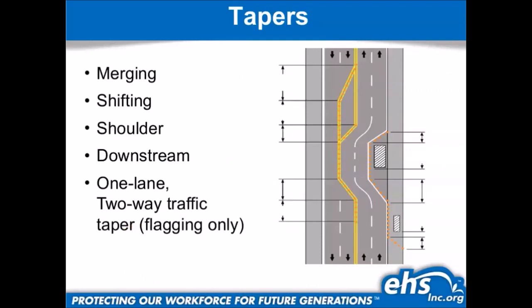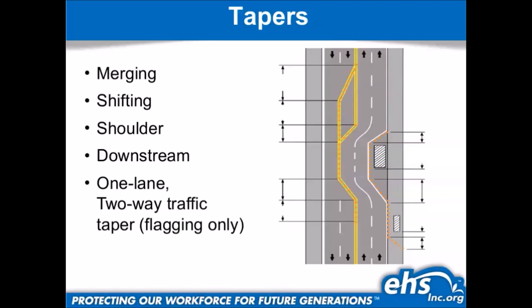Now, tapers, we have them in a particular order here. Those first 3 tapers, merging, shifting, and shoulder, are the ones that are going to be based on speed, right? So the greater the speed, the longer the required length for these tapers. Those next 2 tapers, downstream and the 1-lane 2-way traffic taper, basically a 1-lane closure for 2-way, where you're leading traffic in 2 directions, it's a flagger taper, right? Those 2 tapers, downstream and flagger, are 50 to 100 feet to merge them back into traffic and 50 to 100 to merge them back into their normal position. So those are 2 special tapers. Regardless of speed, they're going to be 50 to 100.